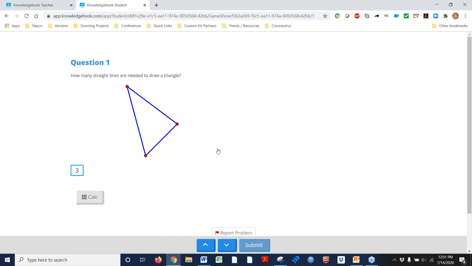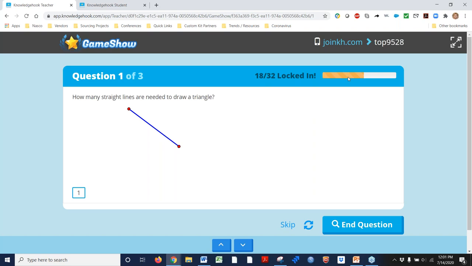We got 18 out of 32 locked in. Let's see how many people. Now we've got 27 out of 32 locked in. Let's see if we got 28. Let's see if everybody else is going to be locked in here. 29. All right, 30. And then we could say, hey, we want to end the question, even though some other people aren't locked in. Oh, look at that. We had 100% of people answer correctly.